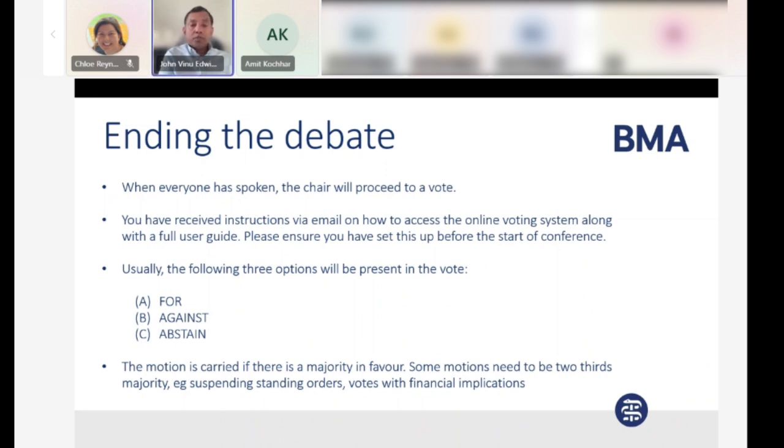Usually there are three options in the vote. You're either for, against, or you can abstain. The motion is carried if there's a majority in favor. However, some motions need a two-thirds majority. For example, suspending standing orders and votes with financial implications for the BMA. So obviously that needs a two-thirds majority.